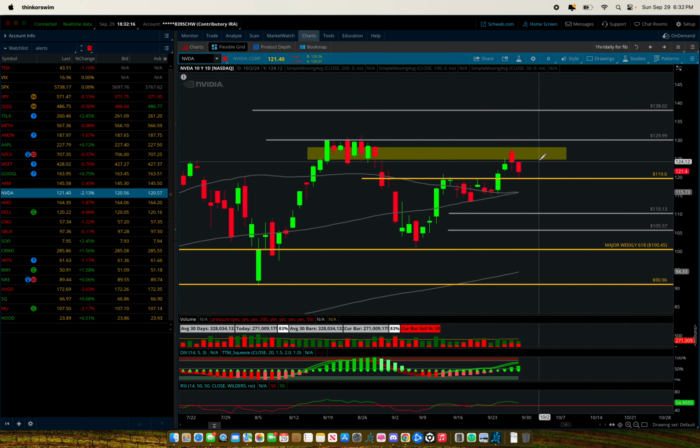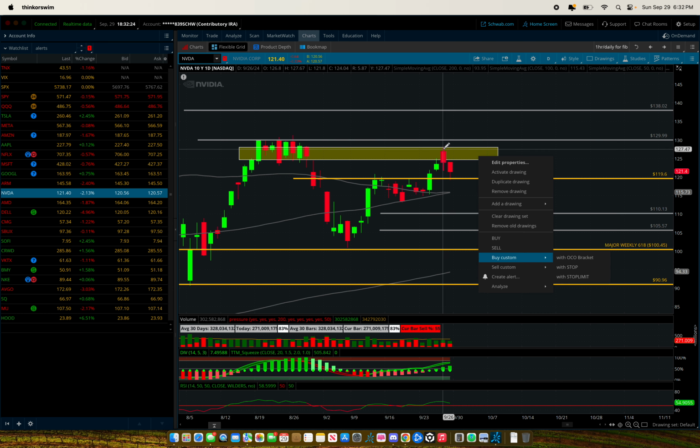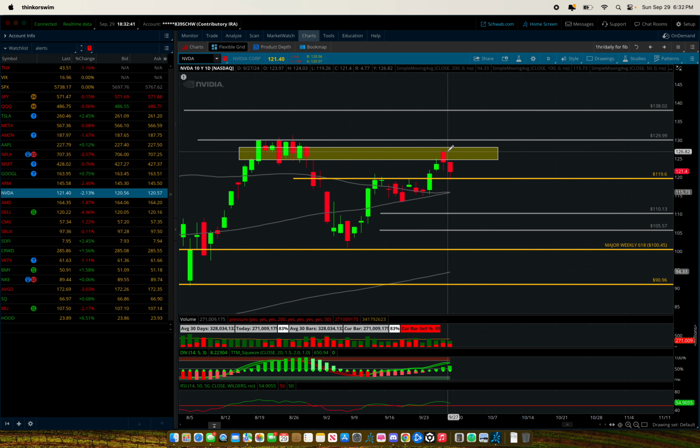Make sure you start taking profits. Scale out your calls, whatever you have. That is scenario one: classic breakout, back test of the 119.60 level, and then a bounce back to the supply zone around 128 to 124. That's possibility number one. Possibility number two is we break out, we back test the 119.60.